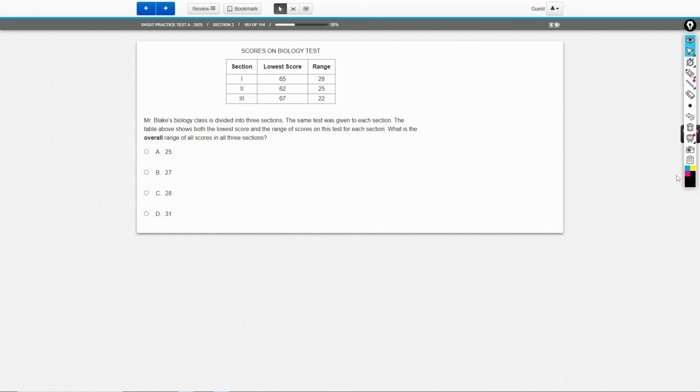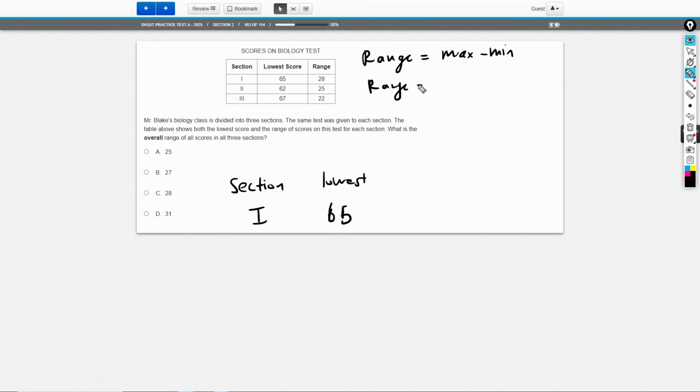Well, we understand that range is equal to the maximum value minus the minimum value, okay? So let's look at each section. In section 1, the lowest was 65 and the range was 28. Remember that the range is equal to the highest score minus the lowest score.